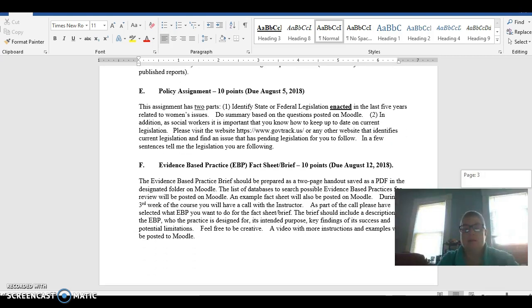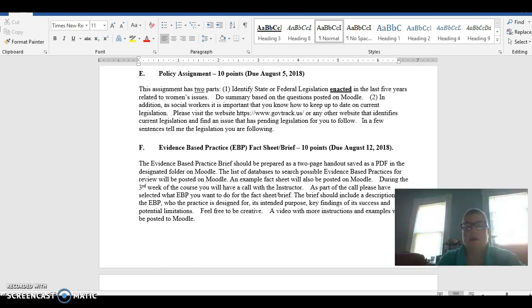Okay, the next is the policy assignment. This has 2 parts. The first is to identify a state or federal legislation that has been enacted in the last 5 years. That means passed and signed into law. Hopefully you understand what that means from your policy course. If you have any questions about what it means if something is enacted, please reach out. I'm happy to talk with you. When I say in the last 5 years, it can be legislation that is older than 5 years if it's had an update in the last 5 years.